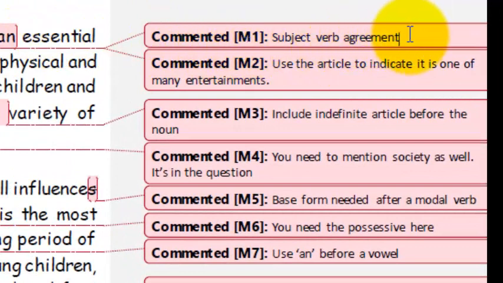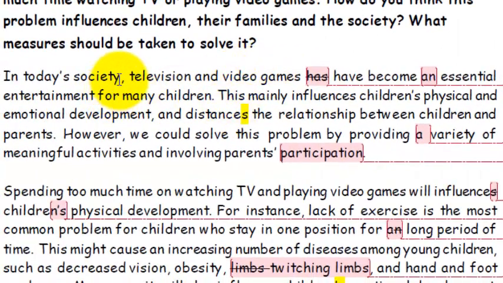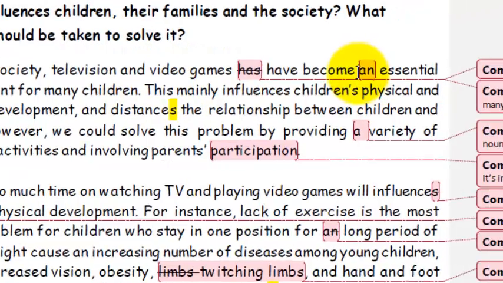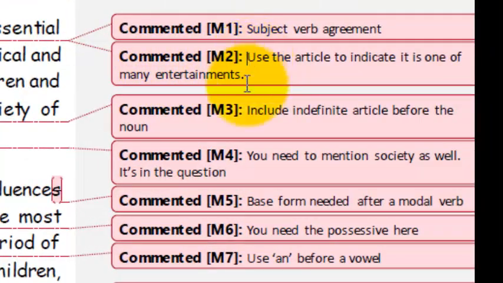So the comment tells us subject-verb agreement. So in today's society, television and video games have become an essential entertainment for many children. Now, if we look at comment 2, it says use the article to indicate it is one of many entertainments, because the writer missed that article out. And the comments go through and they address issues such as these.